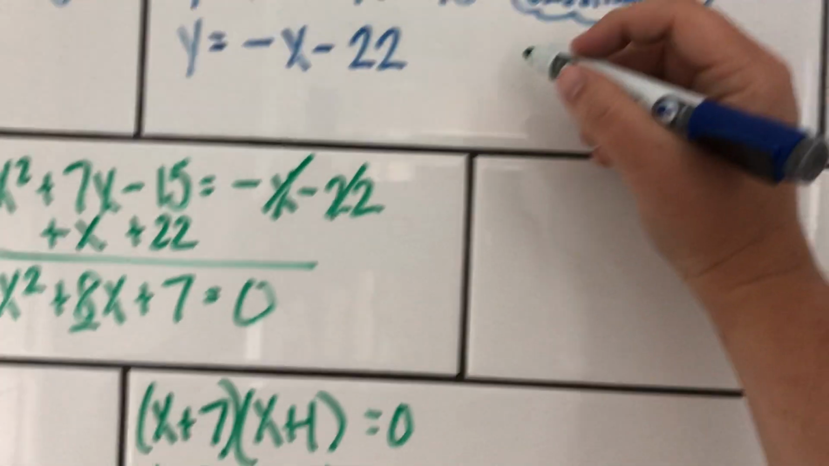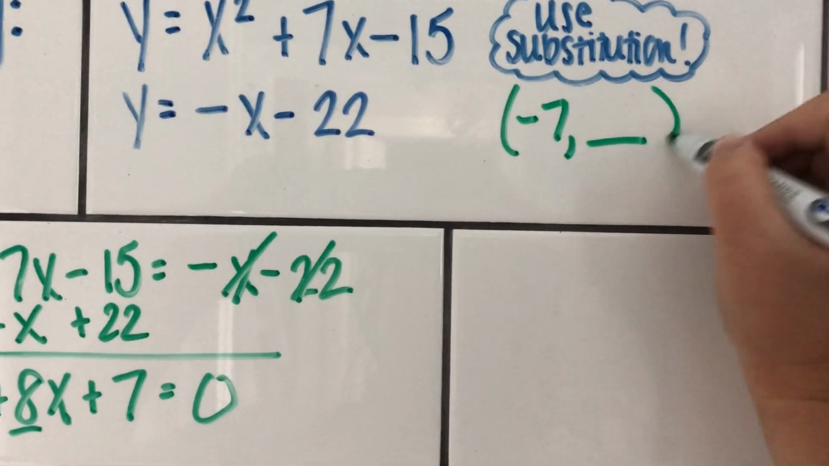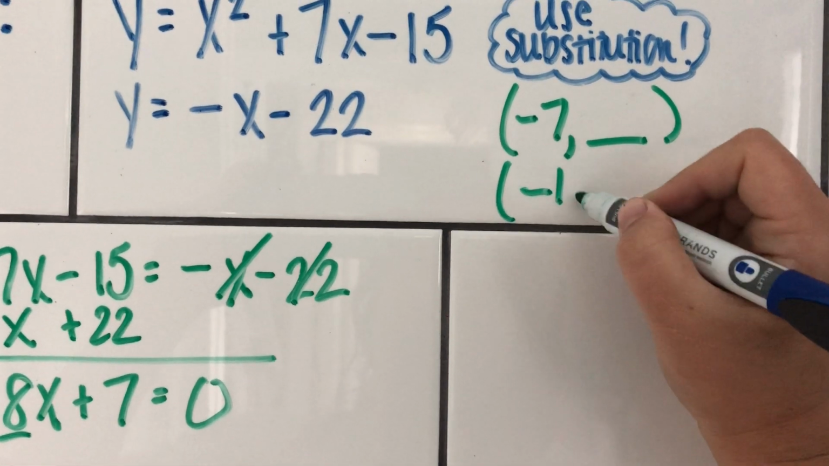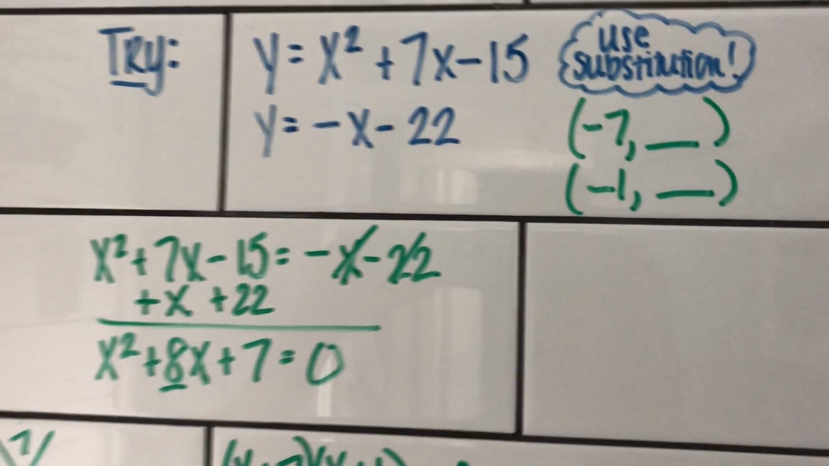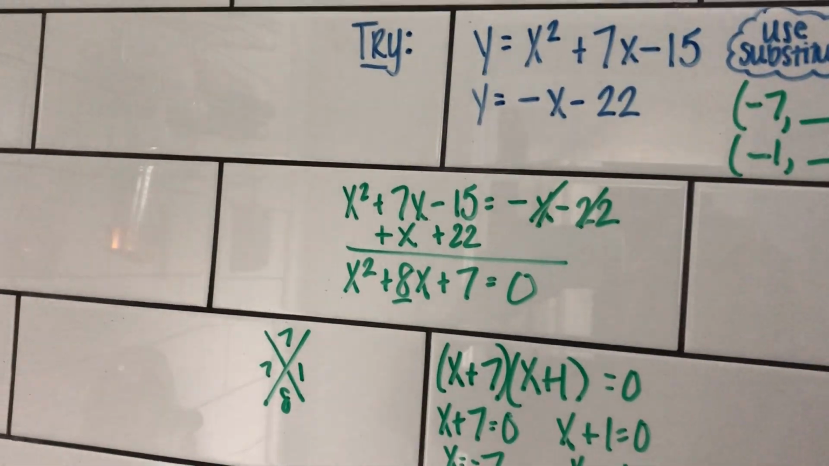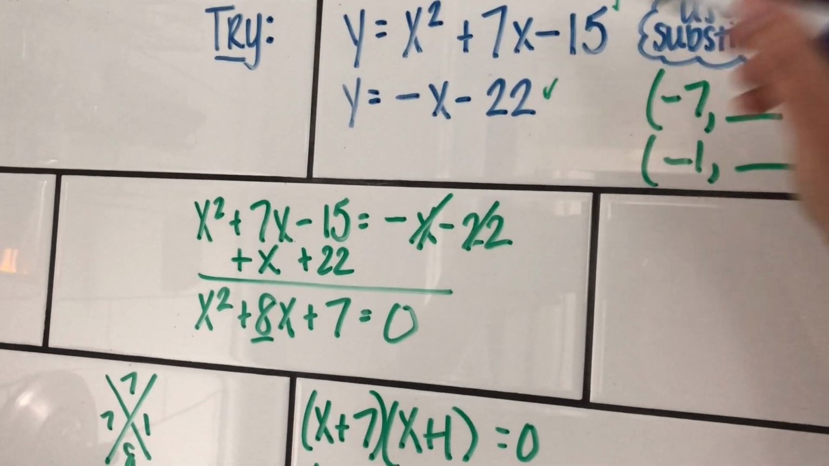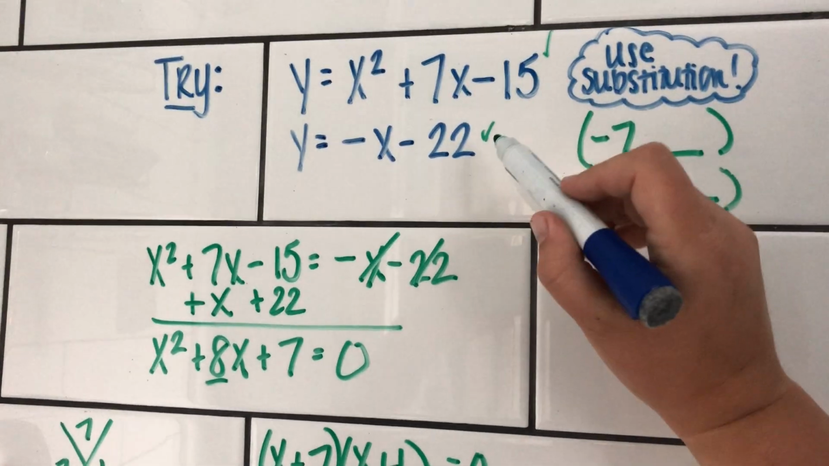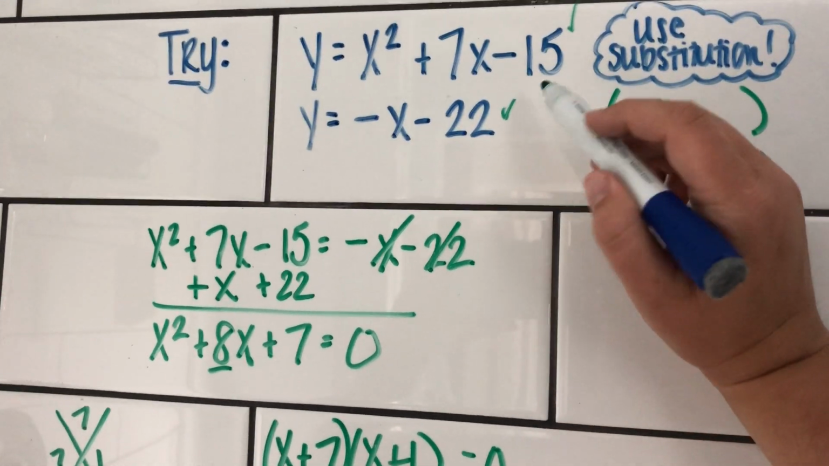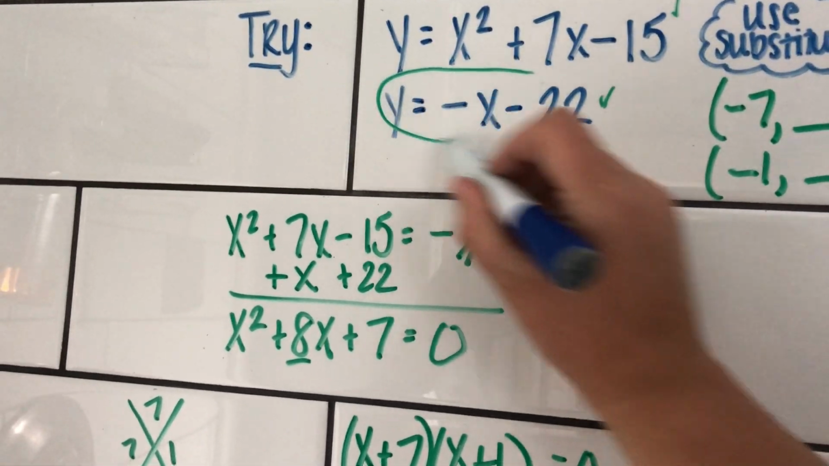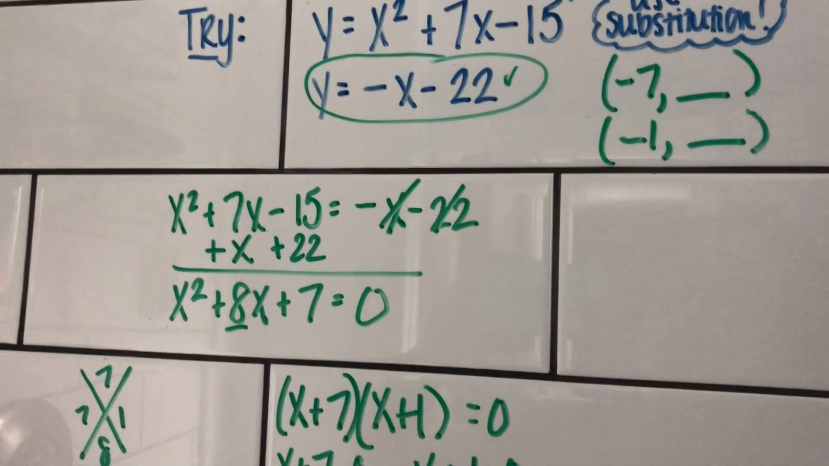Just put it back up with our problem up here. So I have -7 comma something. I need to find that y value. And I have -1 comma its accompanying y value. Now I need to solve that, and you can use either equation. You have an option, just like with linear systems. You can choose which one you want to plug into. Now this one is way easier. You don't have to deal with something squared. It's less terms. So I would always plug into the linear equation for sure. So I'm going to do that twice.